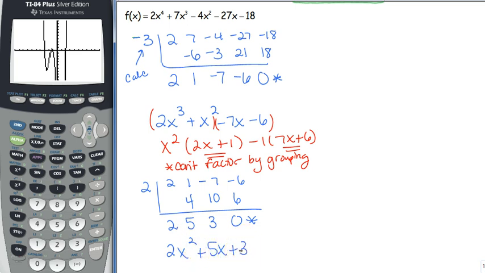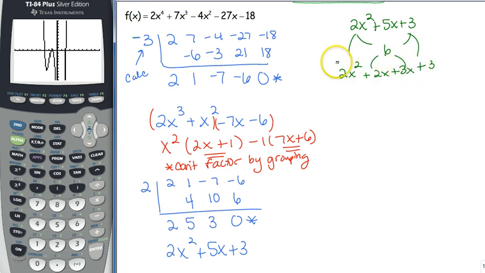Now we're left with a quadratic. We have to be able to factor. If we can't factor, then we're factored as far as we can go. So we go ahead and check that out. We have to do Batman here since there's no GCF and our A term is not 1. Bring down the first and the last. We're looking for two numbers that multiply to 6 and add to 5, which is a 2x and a 3x.